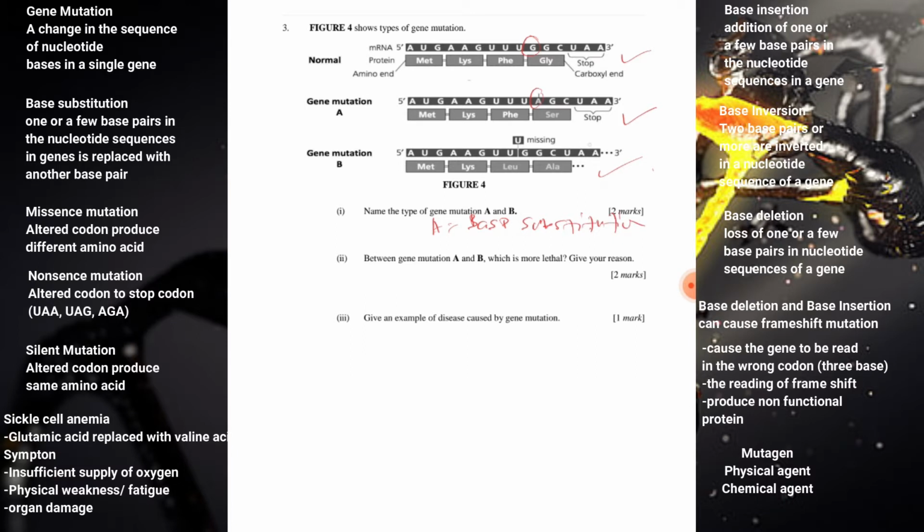Okay, gene mutation B, U is missing. U is missing meaning that one base is deleted or lost in the nucleotide sequence of a gene. So B is referred to base deletion. Okay, now between gene mutation A and B, which is more lethal? Give your reason.